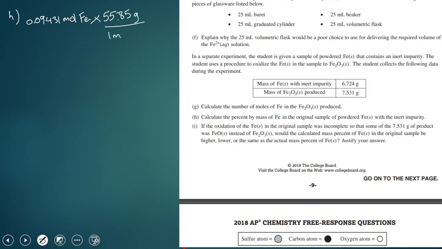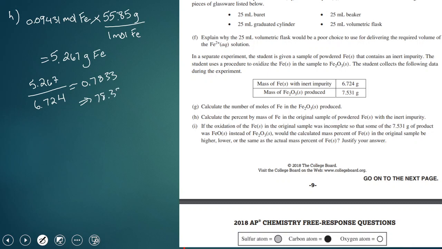Grams per 1 mole, which gets me 5.267 grams of Fe, and then we go 5.267 divided by 6.724 initially. And so working that out, we get 0.7833. So 0.7833 means we have 78.33% Fe. Okay, so that was also a fairly simple question.